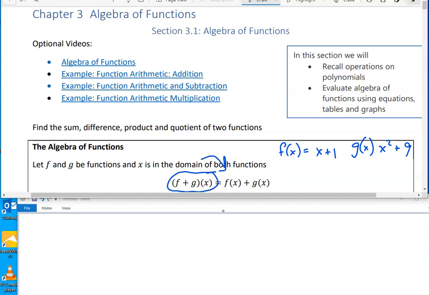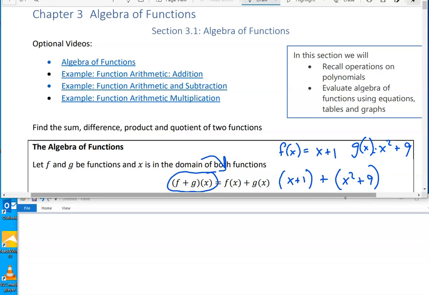When I say f of x plus g of x, all I mean is take whatever f of x is, x plus 1, and sometimes it's very helpful to put parentheses around it, especially when you have signs to worry about. I'm adding that to g of x, which has been defined as x squared plus 9. So that's all that means. When I say f plus g of x, that's how I pronounce it, what that means is take the function f of x, add it to the function g of x, whatever they are defined to be. And this becomes a quadratic, right?